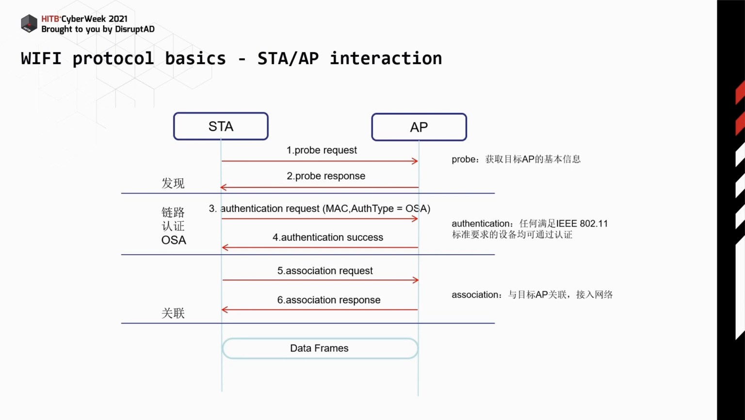After the association is completed, the data frame interaction will start, and the EAP authentication is carried out in the data frame interaction. In this process, the information exchanged between STA and AP is mainly carried by various IEs.